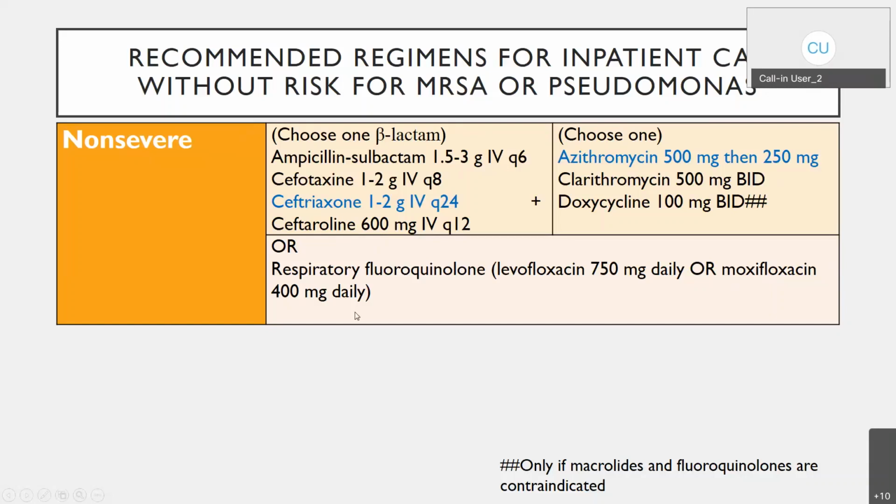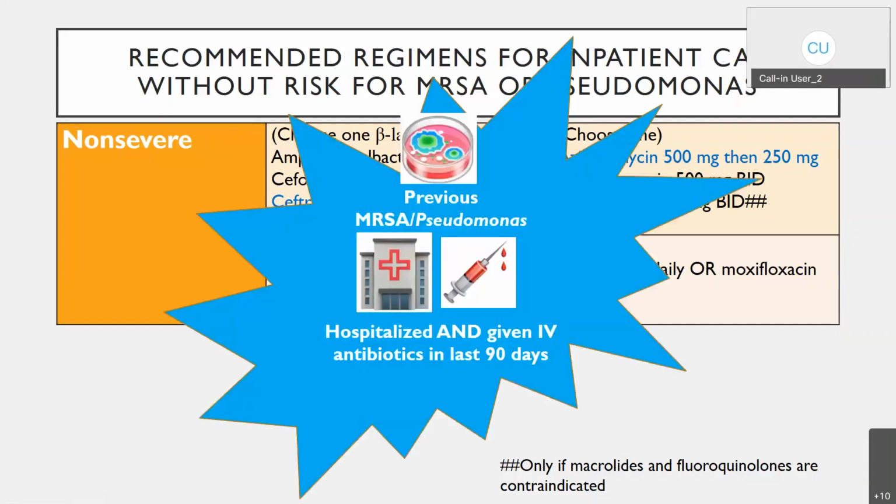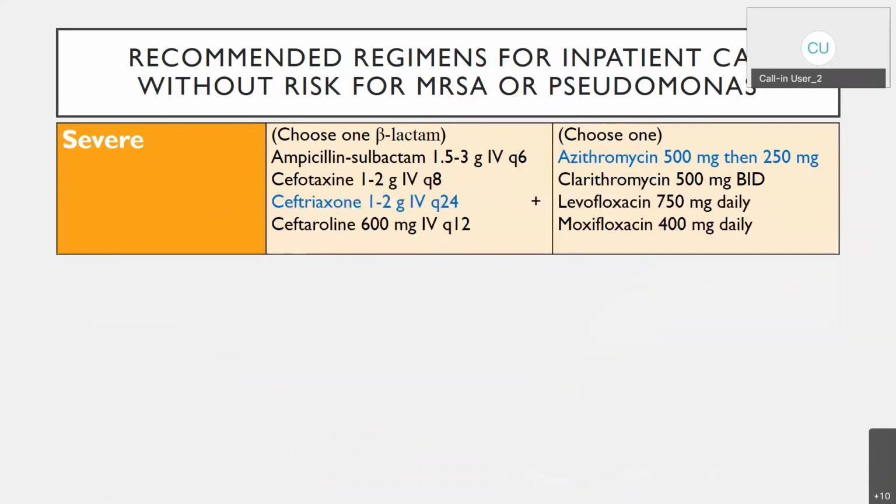And what are the risk factors for MRSA and Pseudomonas? Previous culture in the last year, or hospitalized and given IV antibiotics in the last 90 days. I hope you're seeing that this is an important point that I'm trying to make. So in patients that have severe pneumonia, no risk for MRSA or Pseudomonas, the regimen is actually the same, ceftriaxone plus azithromycin. And we would not use levofloxacin or moxifloxacin by itself in severe inpatient pneumonia.